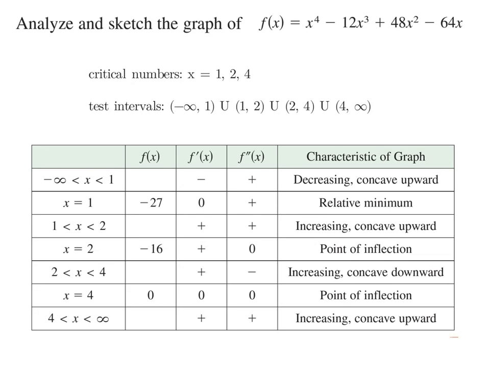And then when I test a number between 2 and 4, I find a positive first derivative, negative second derivative. So that means the function's increasing, concave down. And x equals 4, well, we know that is an x-intercept, and that's also a point of inflection because I've got zeros across the board. And then from 4 to infinity, so 4 beyond, I've got positive derivatives here, so that's increasing and concave up.